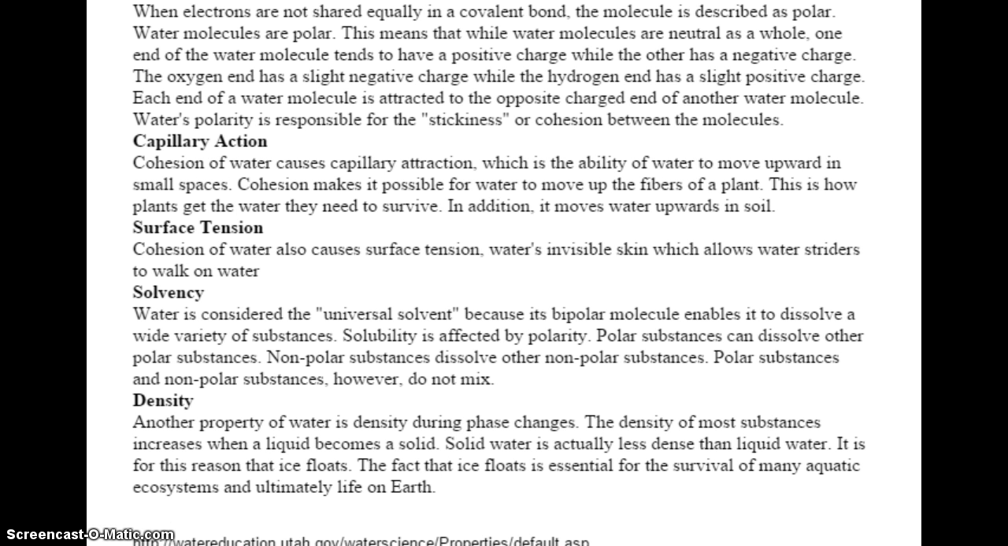Another property that hydrogen bonds give water is surface tension, which is sort of like water's invisible skin.